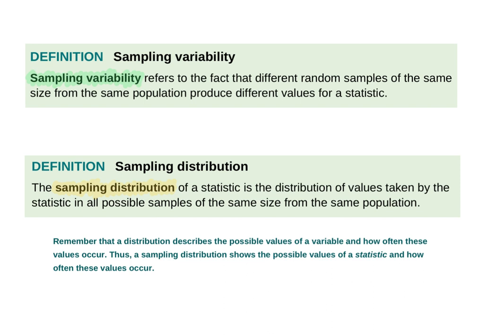So there are two more ideas that spring from this idea of sampling distributions, and the first is sampling variability, and that refers to the fact that different random samples of the same size from the same population produce different values for a statistic, which we would expect.